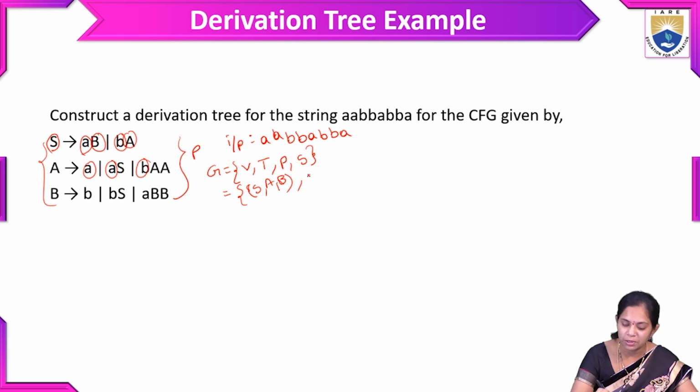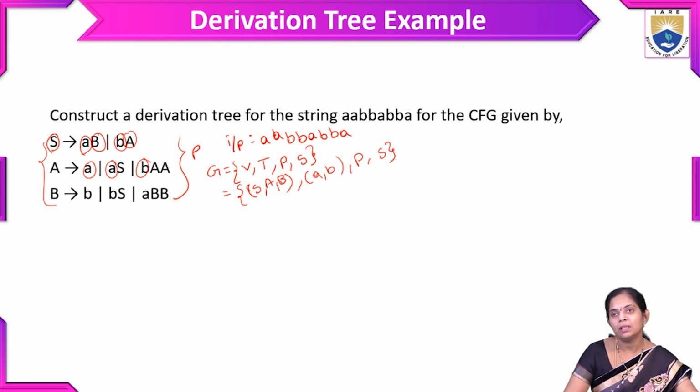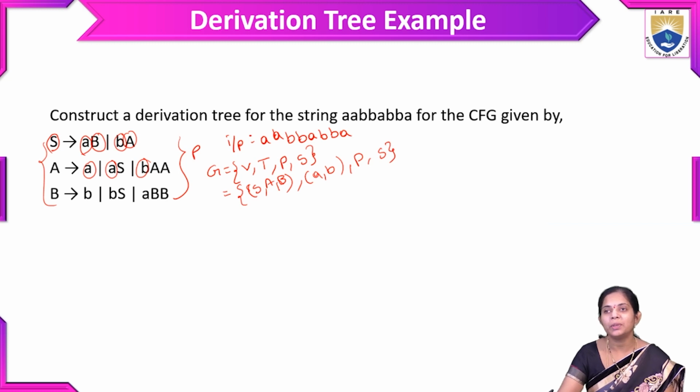So what are the terminals? A, B. Other than that, no small letters are there. So these are the terminals, and these are the production rules, and this S is the start state. So this is the grammar for these production rules. We already found the grammar, and after that, how to derive a string. So this is the input string.